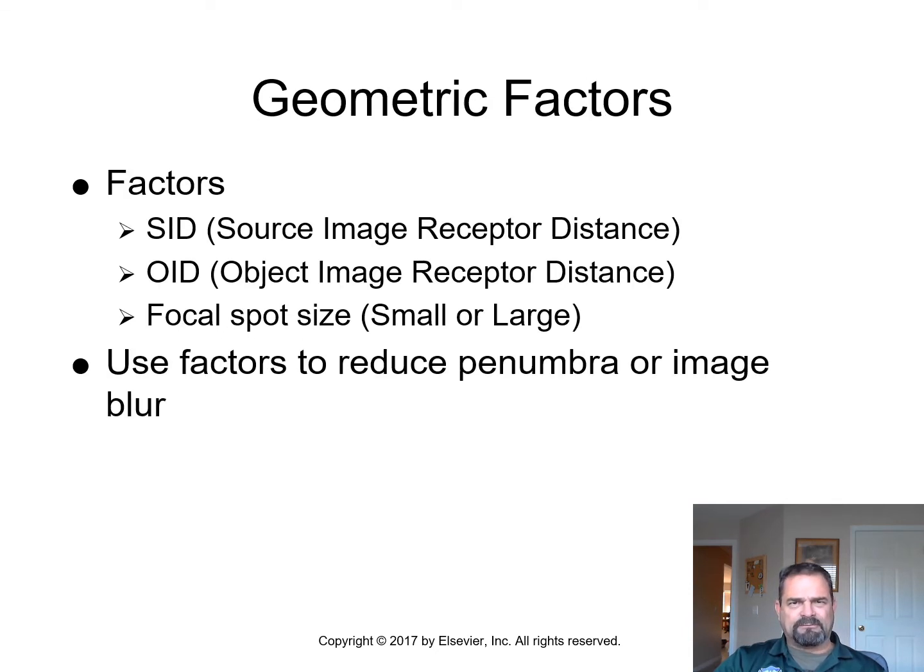All right, so specifically the umbra is the actual body part and the penumbra describes the unsharp edges of the umbra. And then the factors that create these problems are SID, OID, and also focal spot size, either small or large. So if you're not doing it correctly, then you're going to get these types of image differences.